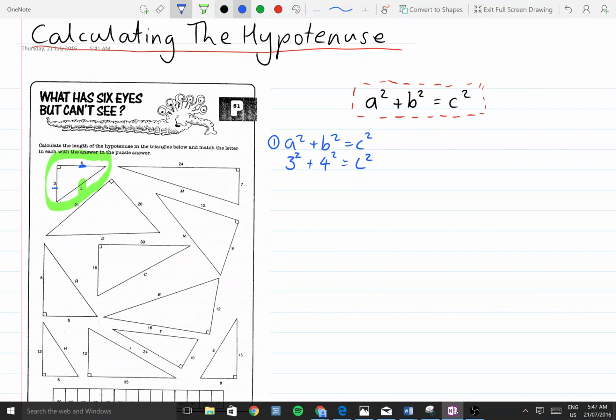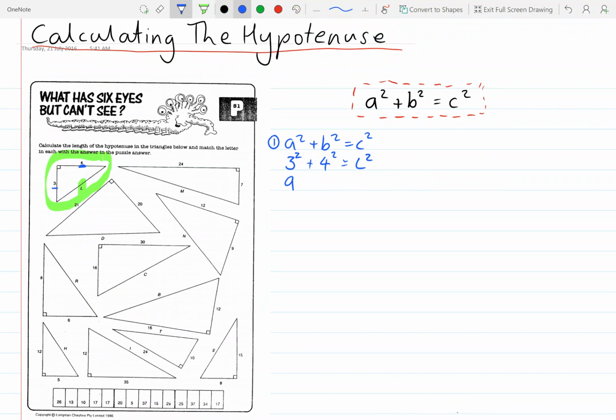Okay, so my next step is just to square these like the formula says. Now that's not times 2, it's times by itself. Okay, so 3 squared is 9. Now I don't need the squared anymore because I've done that, but 3 times 3 is 9, plus 4 times 4, or 4 squared, which is 16, equals L squared. And L is still squared because it's not a number, we can't do stuff with it yet. Okay, we still need to work that out.